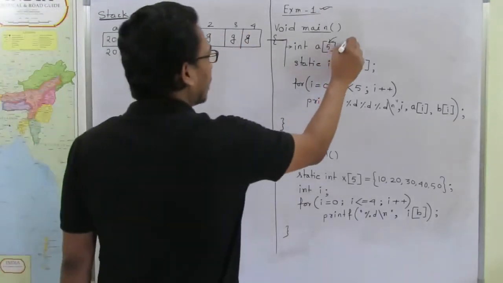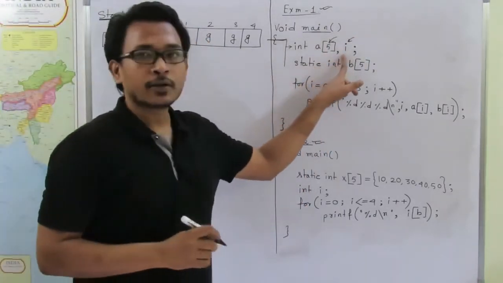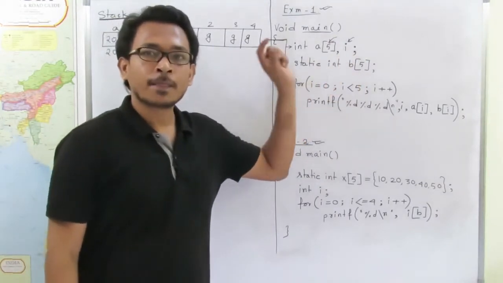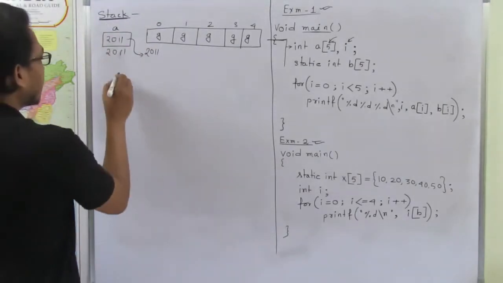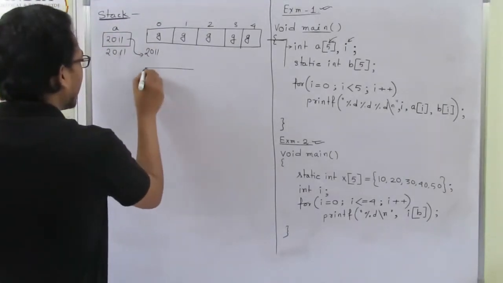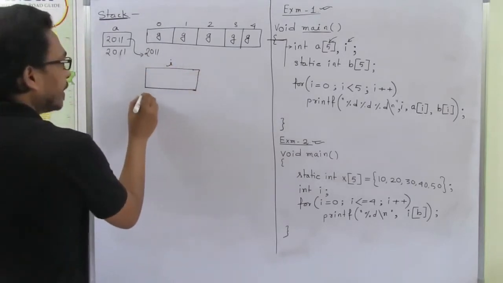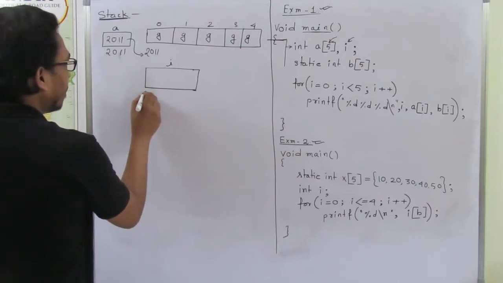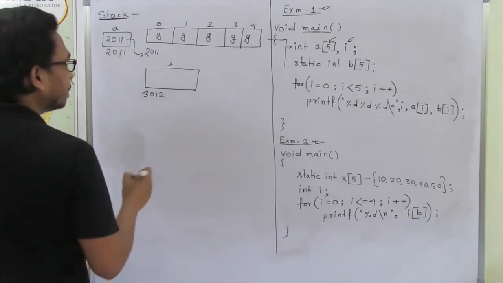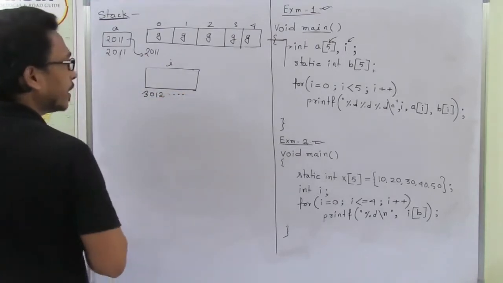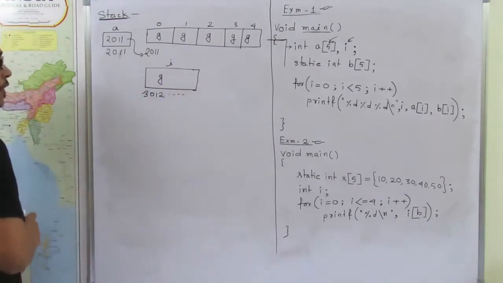Now the next variable, that is integer I. The memory for this variable will also be allocated from the stack section itself. That means inside the stack section we will have one more variable I. Let's say the memory is allocated at 3012, 4 bytes of memory, and again this variable I will be initialized with garbage value.